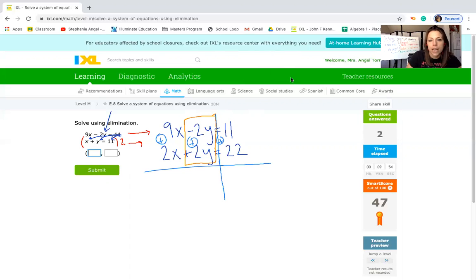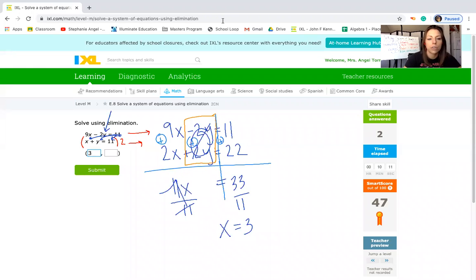Okay, so now we're going to add. 9x plus 2x is 11x. Negative 2y plus positive 2y is 0. 11 plus 22 is 33. Divide both sides by 11 because that's a big one factor, and you get x equals 3. So now I know that x equals 3.